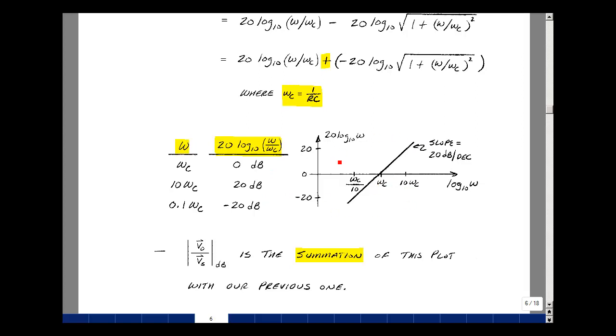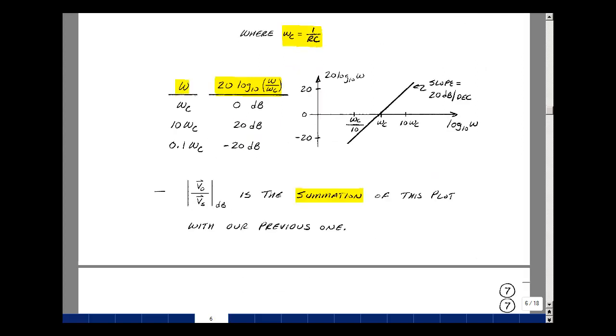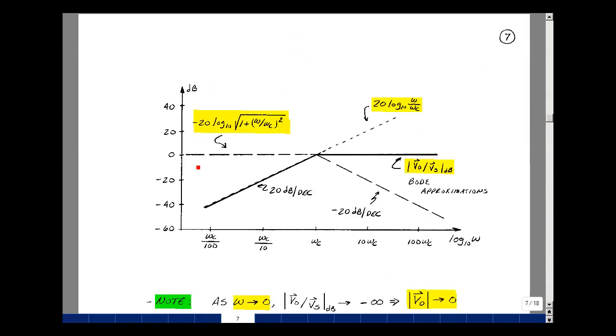Well, this graph is going to be added to the one we did for the low-pass filter. Let's take a look at what that looks like. Here's our previous result, which was minus 20 log base 10 of the square root of 1 plus omega over omega c squared. This was our low-pass response. And then we're going to add that to 20 log base 10 of omega over omega c, which is just a straight line passing through 0 dB at omega equals omega c. I want to add these two curves up, this one and then this dotted one. If you add 0 to anything, you get anything back.